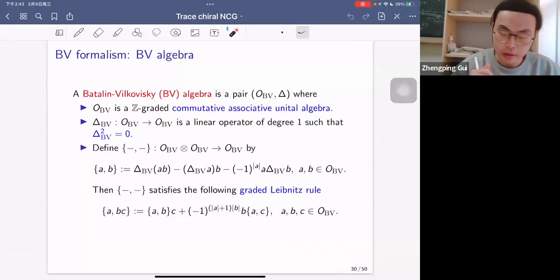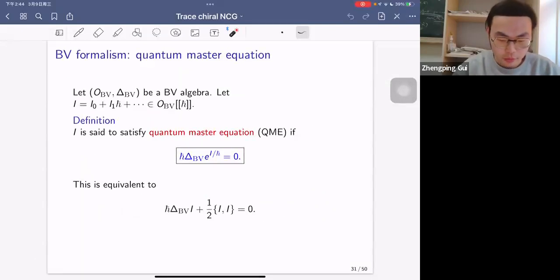A BV algebra is a pair of a commutative associative unital algebra with a BV differential. The failure of this differential to be a derivation is measured by this BV bracket. And this is the definition of the BV algebra. For a BV algebra, let's first adjoin a formal variable h bar. And the quantum master equation is the following equation. Here I is a power series whose coefficients are elements in the BV algebra, and we require this equation to hold. This is called the quantum master equation.